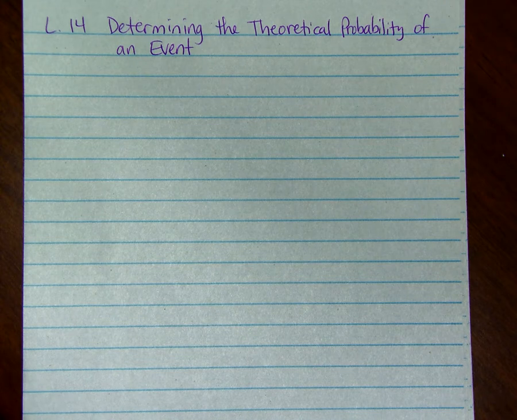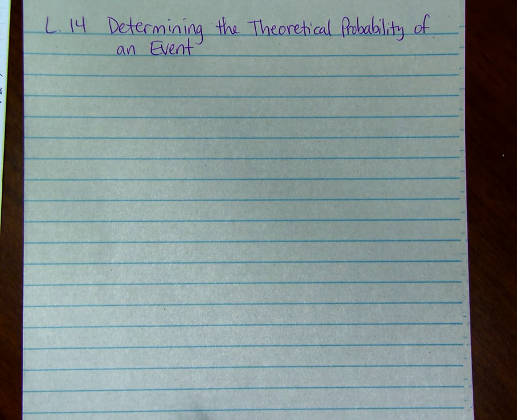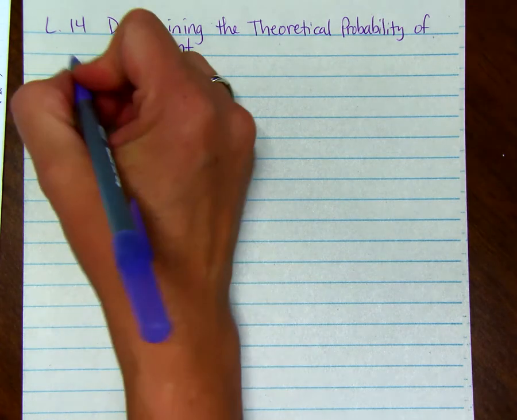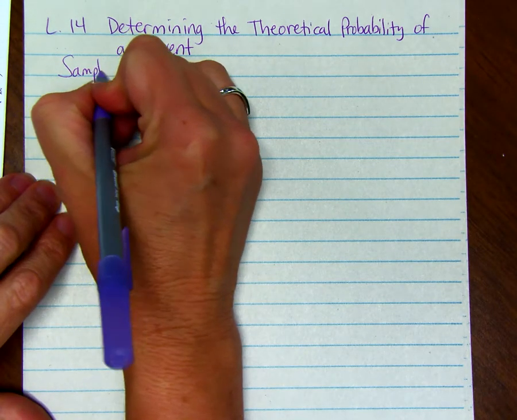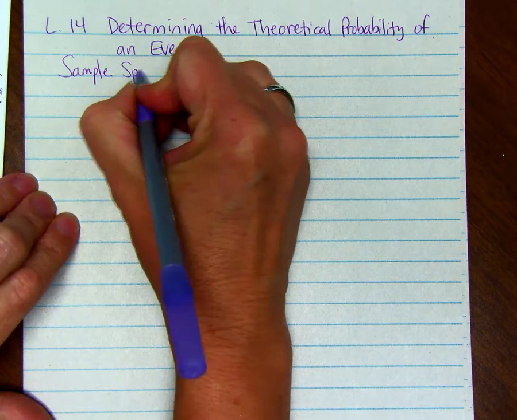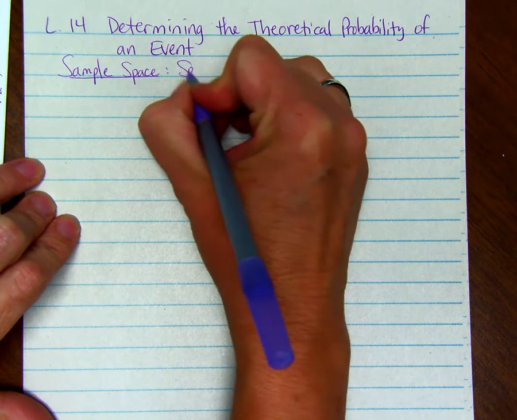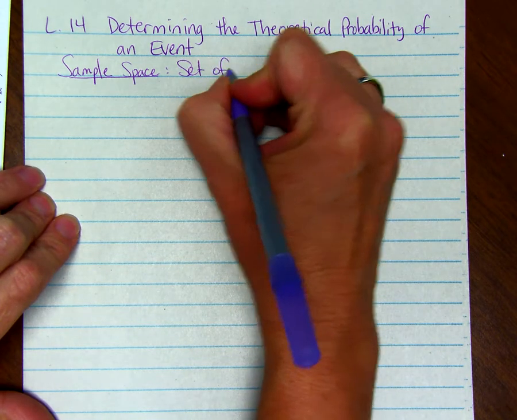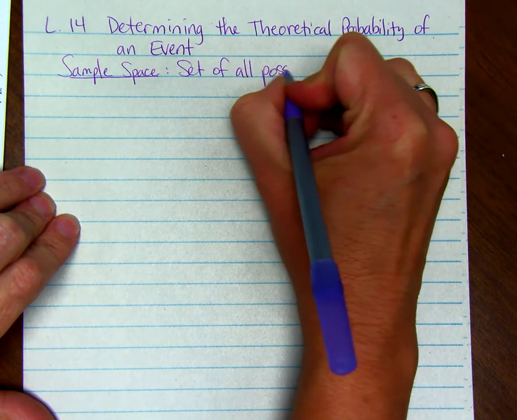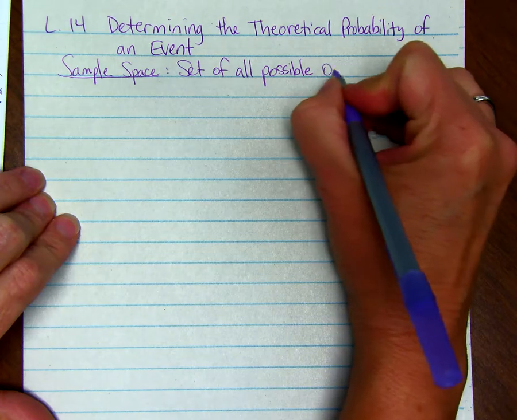So when we have an event, like flipping a coin, there's what's called the sample space. The sample space is just the set of all possible outcomes. It doesn't mean you're going to get every outcome, but it's the set of all possible outcomes that you can get.